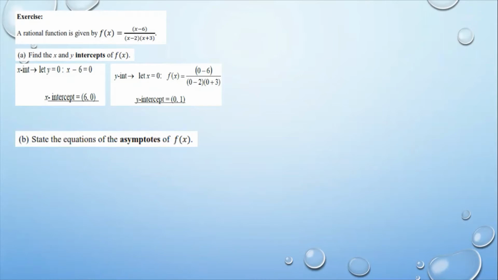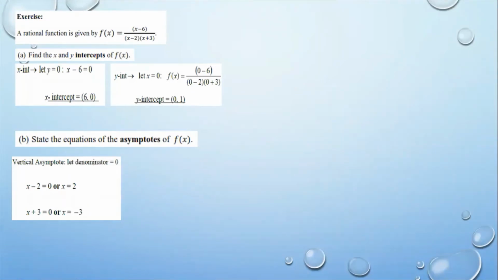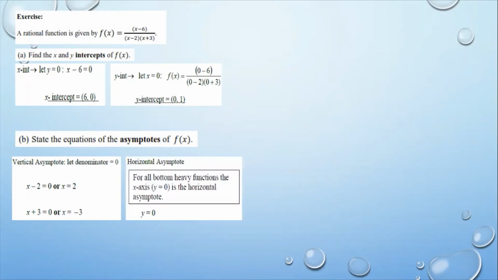To find the asymptotes, for a bottom heavy function, as I said earlier, there will be a vertical asymptote and a horizontal asymptote. For the vertical asymptote, you put the denominator equal to 0. So x minus 2 equal to 0, you will get 2. x plus 3 equal to 0, you will get negative 3. And then the horizontal asymptote for a bottom heavy function is y equal to 0.